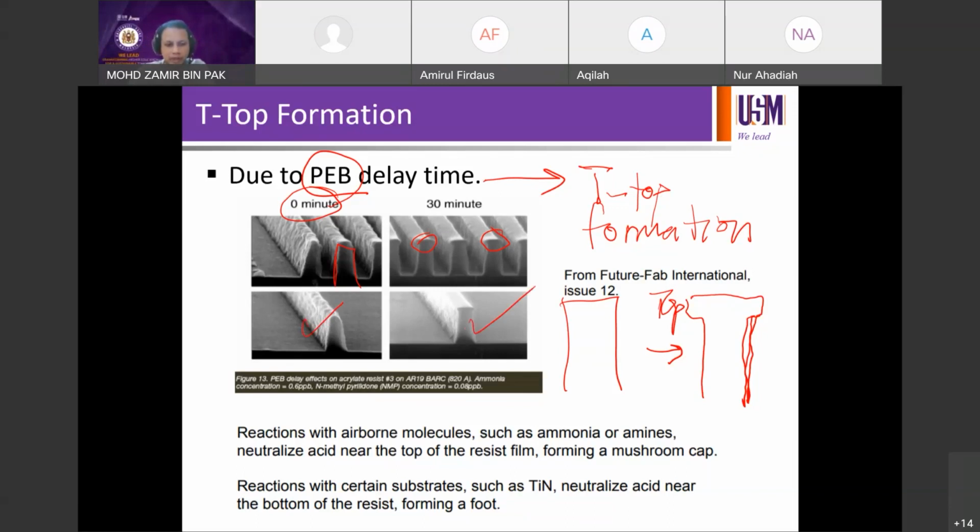So this is due to reactions with airborne molecules such as ammonia or amines that will neutralize acid near the top of the resist, forming a mushroom cap. Like a mushroom, or hammer-like, or T-top, right? Reaction with certain substances such as thionite neutralizes acid near the bottom of the resist, forming a foot. It can also be like that.